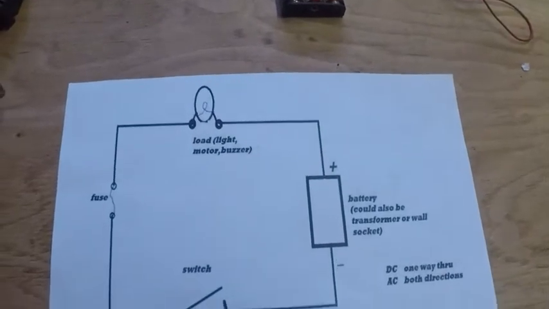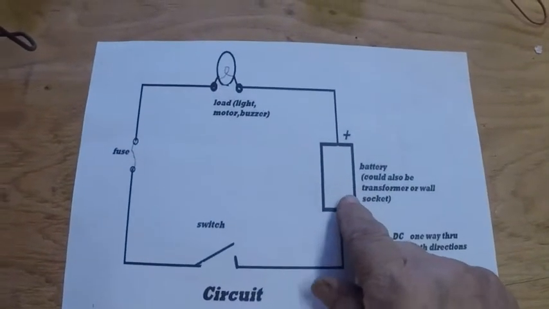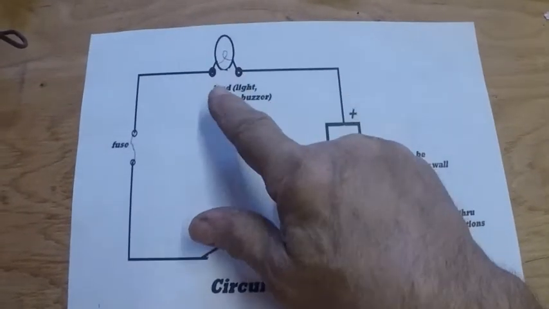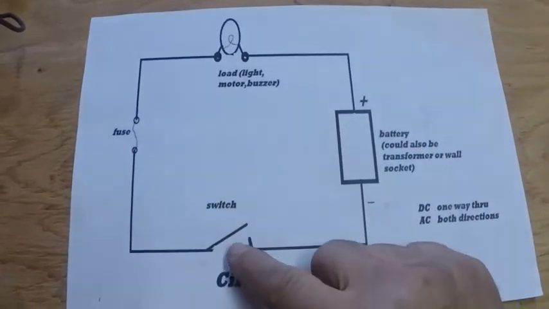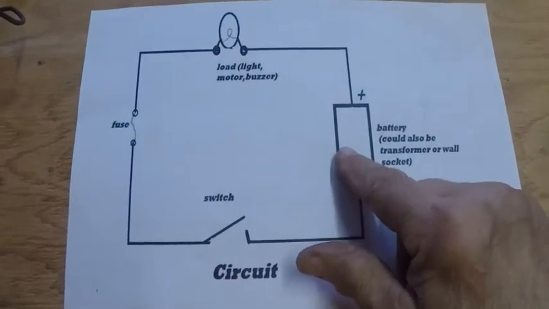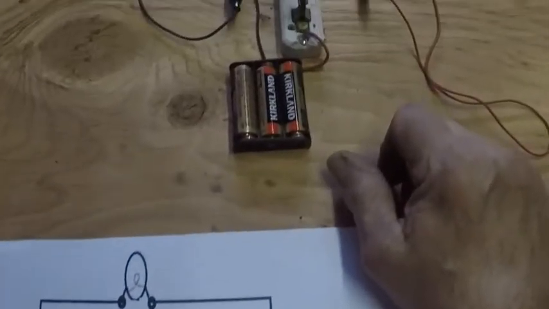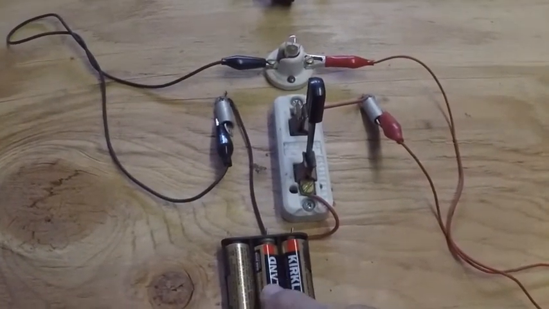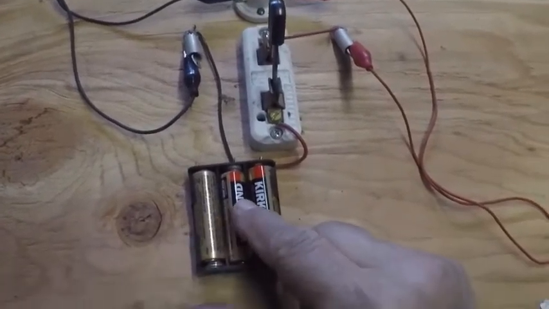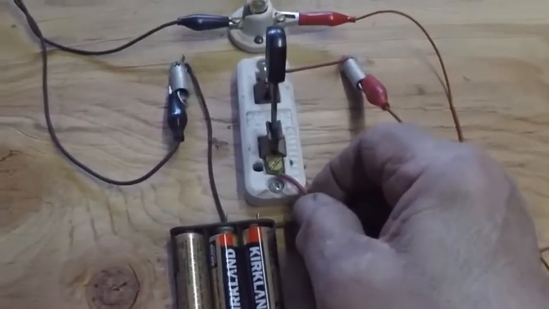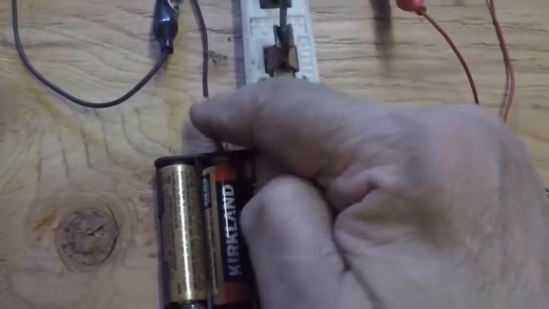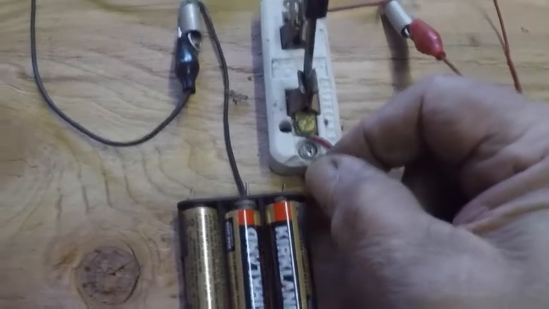Okay, well, let's look at that circuit again. There's the battery, there's the load, which is a light in this case, and then there's a fuse sometimes, and then there's a switch, and then back to the battery again. So let's look. Here it is in real life. There's a battery, and this is 3 1.5 volt batteries, so there's 4.5 volts coming through here, and you see this little red wire and a black wire. Those are the two wires coming out of the power source, and this is going into a switch.